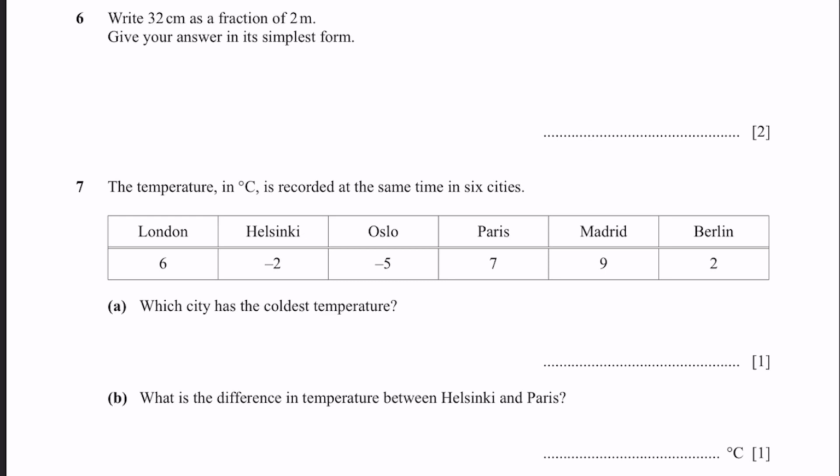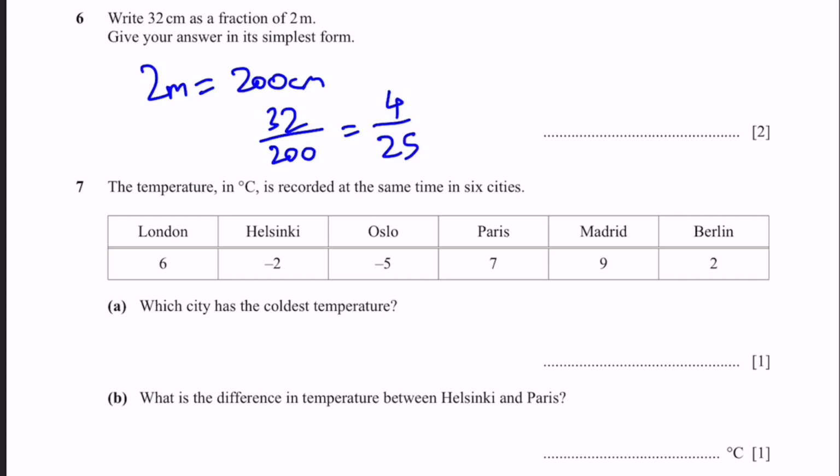Give your answer in simplest form. So 2 meters is equal to 200 centimeters. So 32 by 200 is equal to, when we divide by 2, 16 by 100, divide by 2 again, 8 by 50, and it'll become 4 by 25 when we divide by 2 3 times, or in other words, when we divide by 8 on both sides. That's the answer.